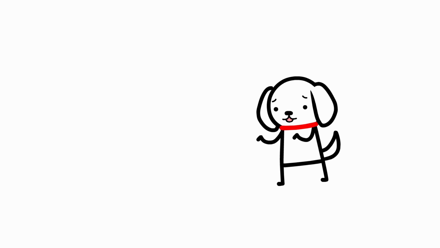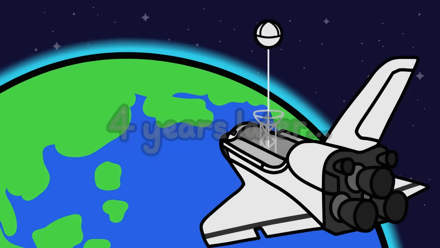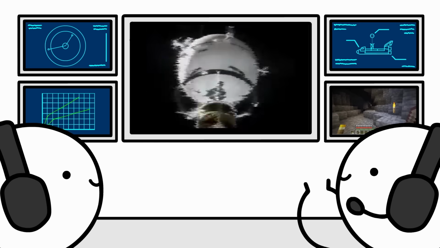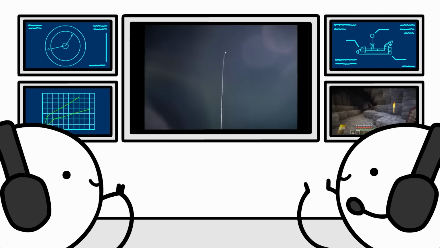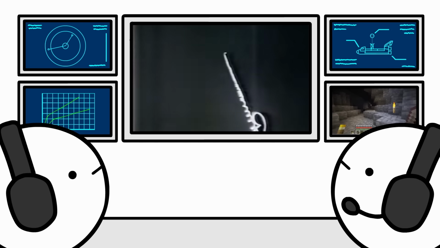Quite the expensive lesson to learn, but surely they'll get it next time, right? Right! Ooh, we made it past 260 meters this time, and the tether successfully deployed to its full length of 20 kilometers. Houston, we have a problem.